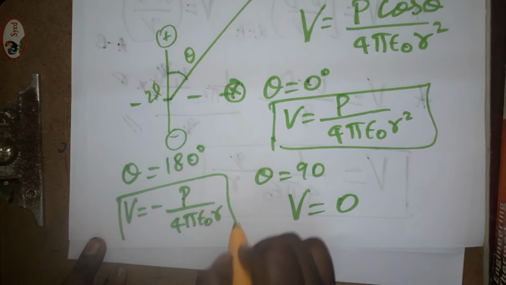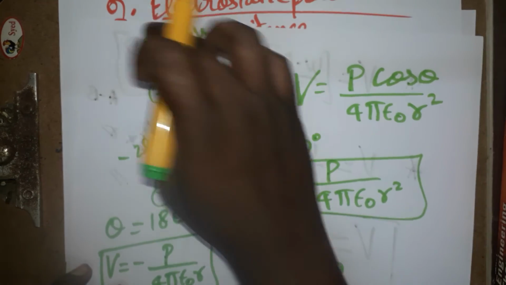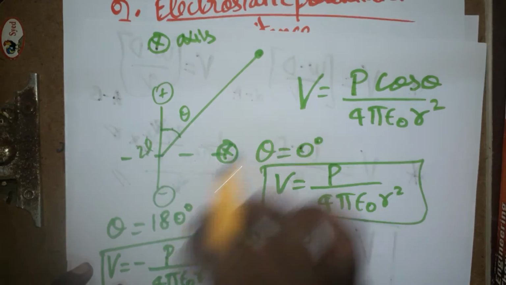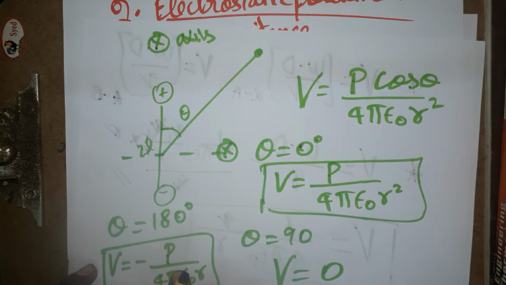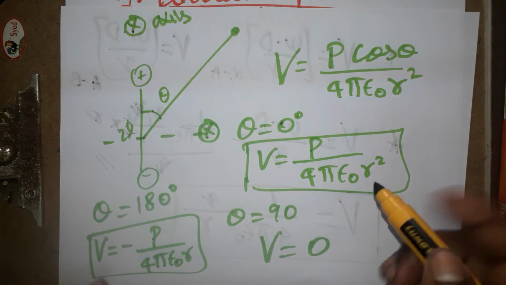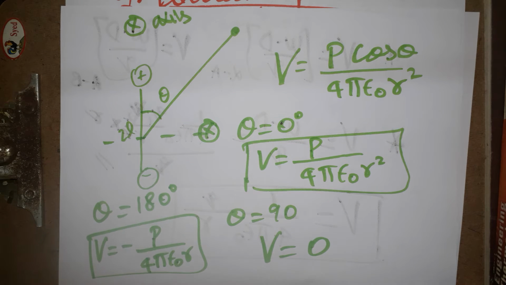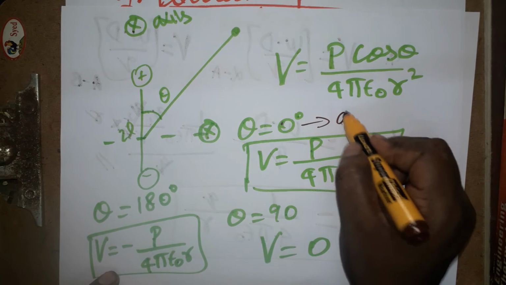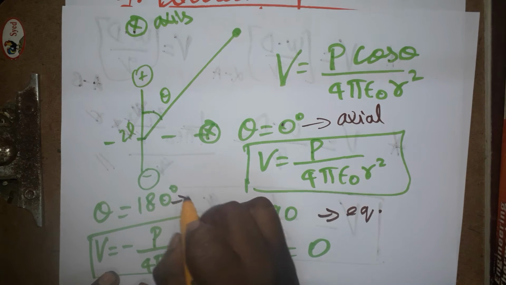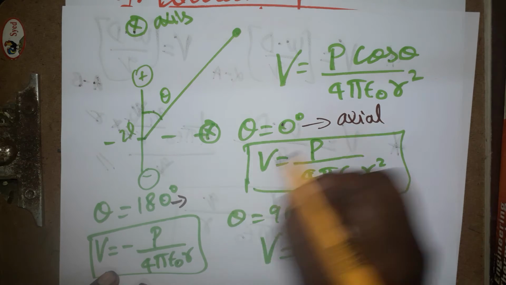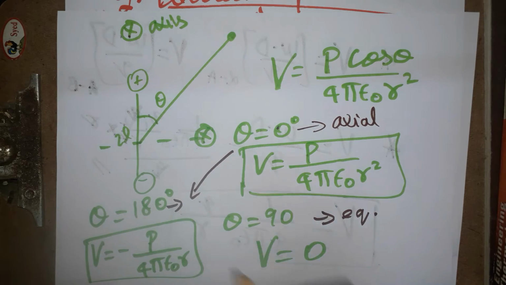Like that, we can also get the opposite. We have case 1 here, case 2 here, case 3 here. So axial line, equatorial line, and again the opposite side of the axial line. So we have 3 cases. I'll be explaining: for 0 degree it's called the axial line, for 90 degree it is going to be the equatorial line, and 180 degree is again the opposite side of the axial line.